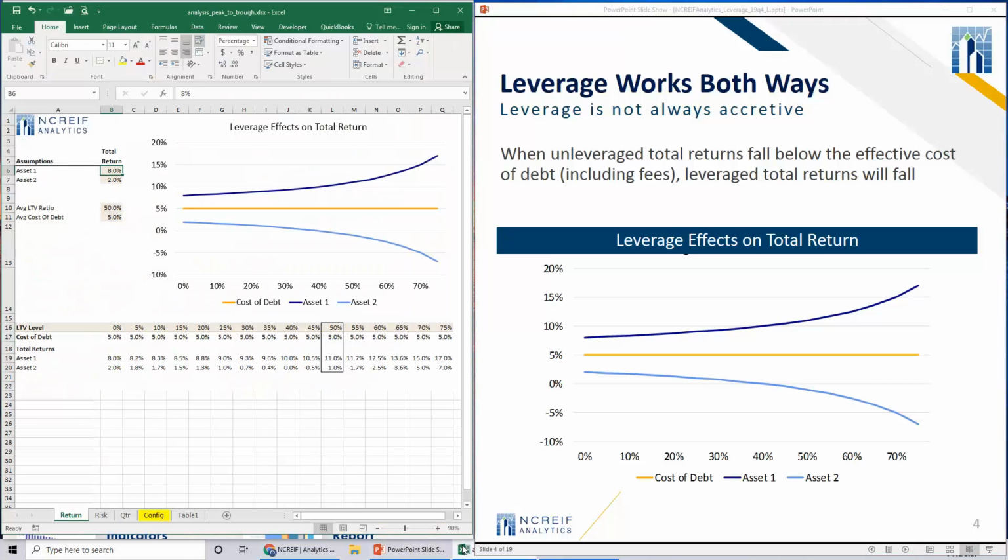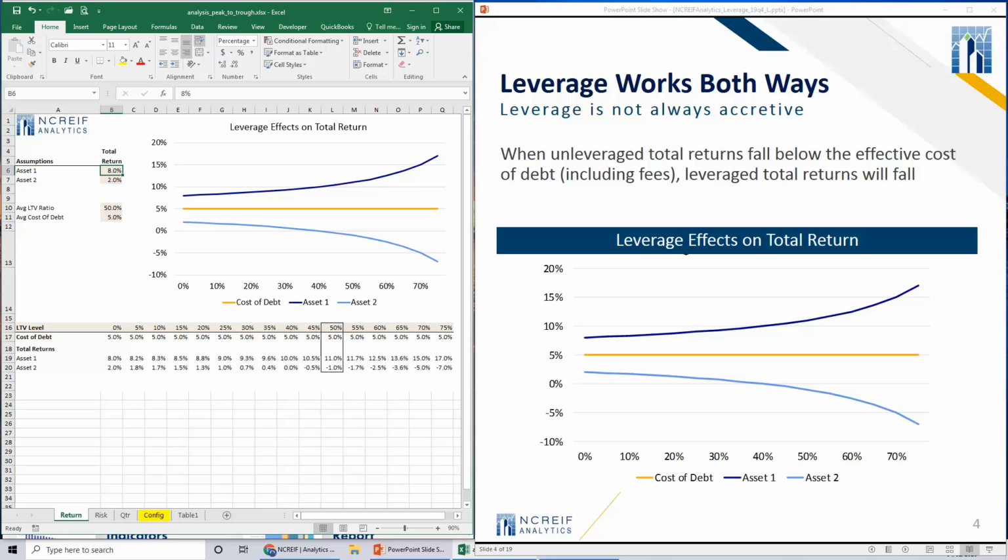Leverage is not always accretive to returns. When unlevered total returns fall below the cost of debt, including fees, levered total returns will fall. In this example, the unlevered return for asset 1 is 8%, 300 basis points above the cost of debt, yielding positive leverage of 11% at a 50% LTV ratio.